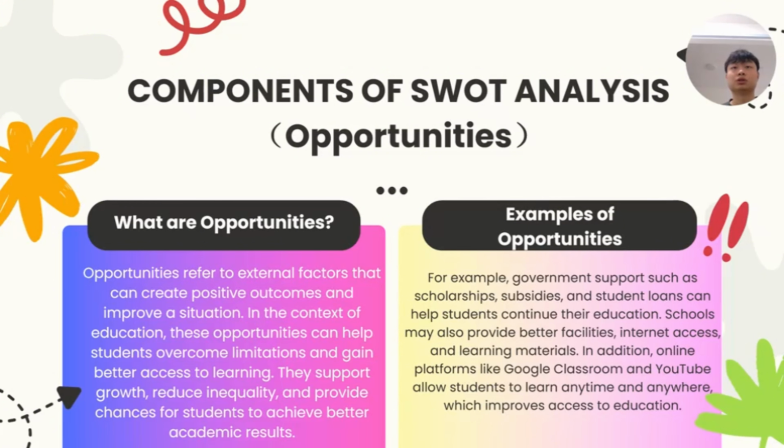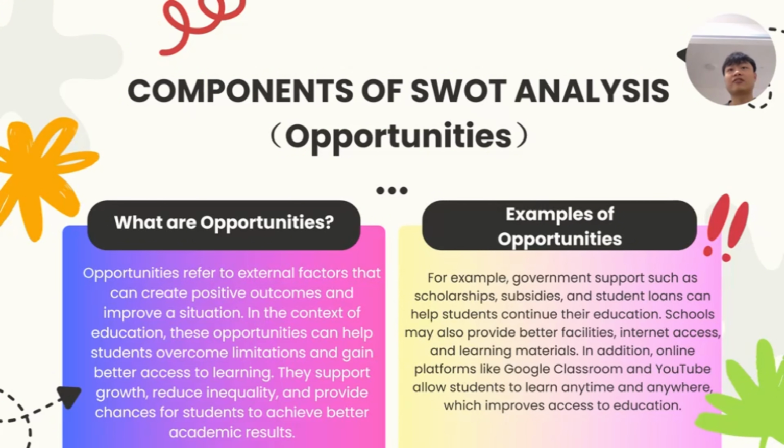There are many opportunities we can consider. One important opportunity comes from the government. Governments can provide financial support such as scholarships, subsidies, and student loans. These are very important for students who can't afford education. For example, in Malaysia, many students depend on PTP loans to continue their university studies. This clearly shows how financial support can increase access to higher education.